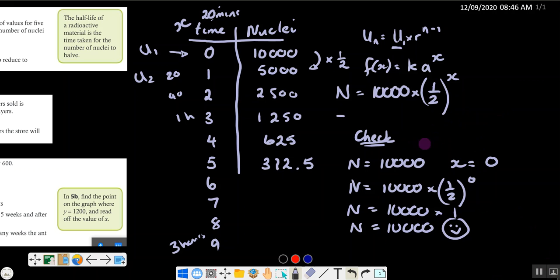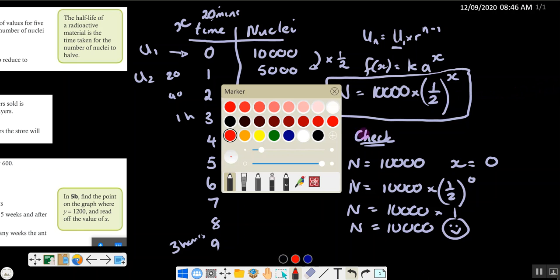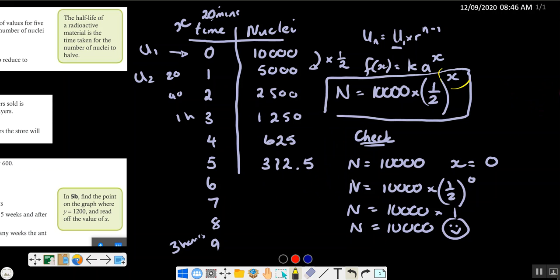So that is my exponential function. So I guess the big thing there is to highlight the fact that it's x and not n minus 1. It's not x minus 1 because we're starting at 0. The initial value is the first term, but we don't call it 1, we call it 0. So that's the big difference. Everything else is the same.